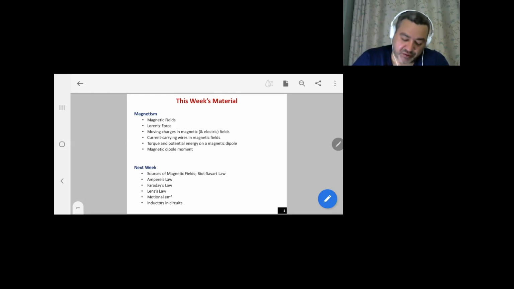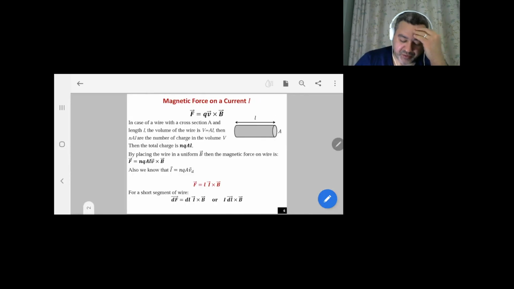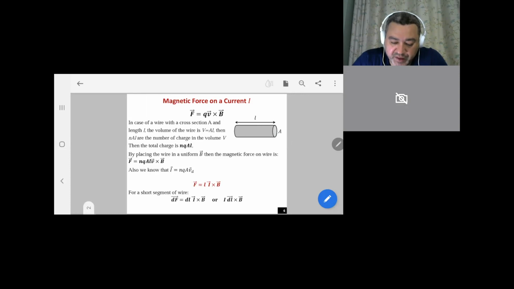Okay. So now let's start slides number 12. So far we have discussed the charge, the magnetic forces induced on a single charge going into a magnetic field. But what happens if I have plenty of charges?